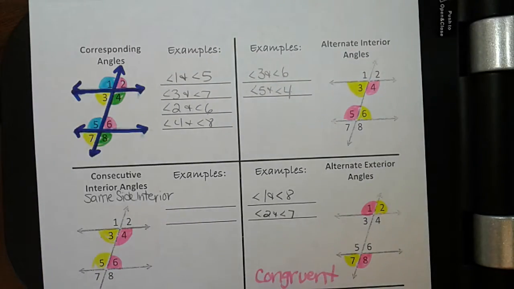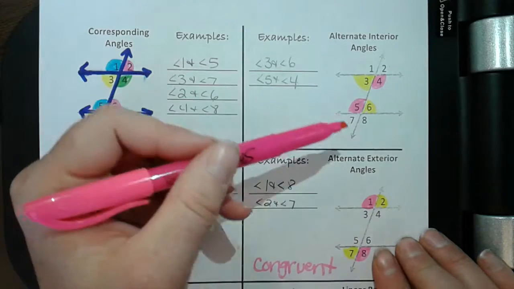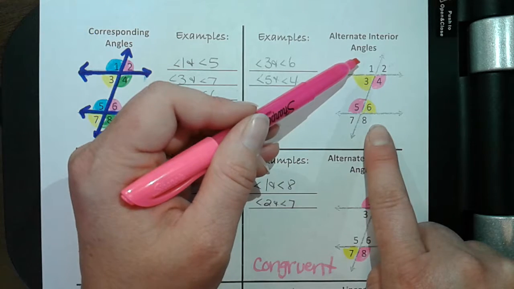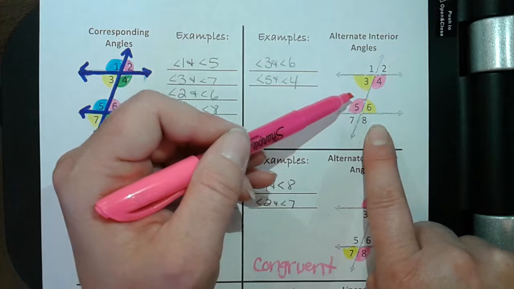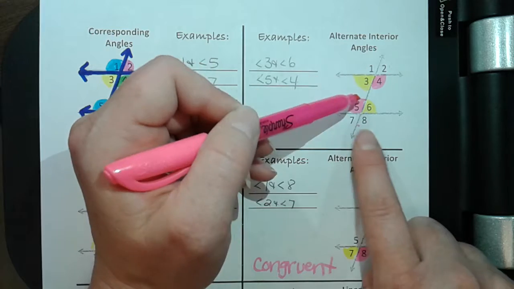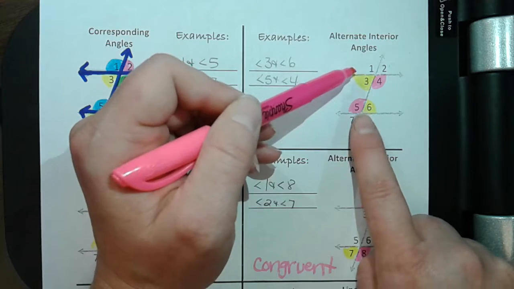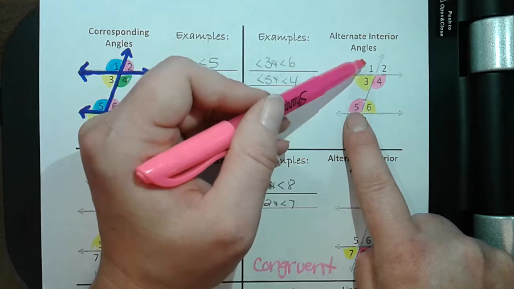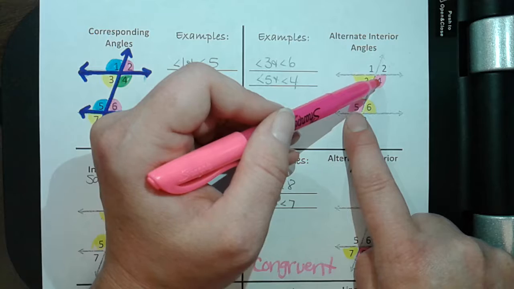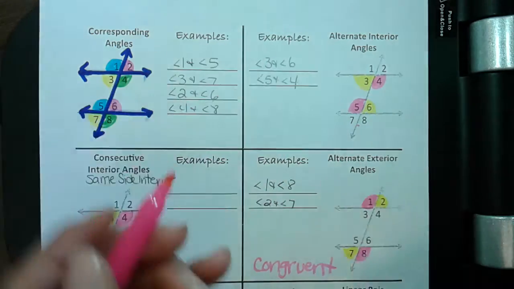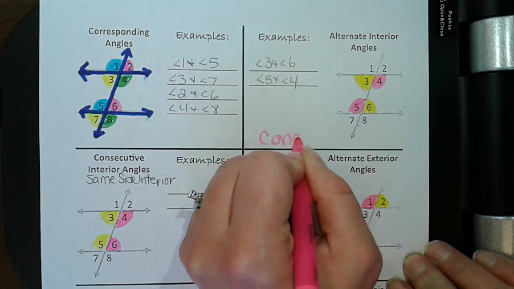Now, if you look at this one here, if we know that 8 and 1 are equal to each other, we also know that 8 and 5 are equal to each other, because they're vertical. So that makes 5 and 1 equal to each other, right? If these two are equal, and these two are equal, then by the transitive property, these two are equal. So these are also congruent.